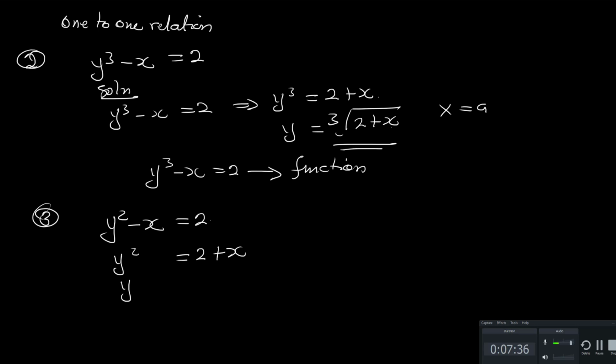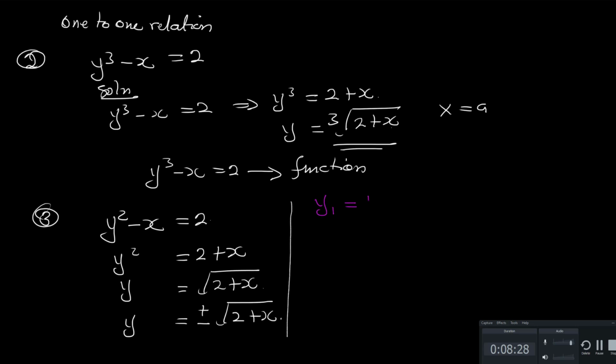So we take the square root of both sides, the square root of 2 plus x. Now, looking at this, we notice that anytime we take the square root of a number, we get two values. It is either the positive or the negative. So we write y is equal to plus or minus the square root of 2 plus x. Therefore, we see that we'll get two values. y1 will be equal to plus the square root of 2 plus x, and y2 will be equal to minus the square root of 2 plus x.